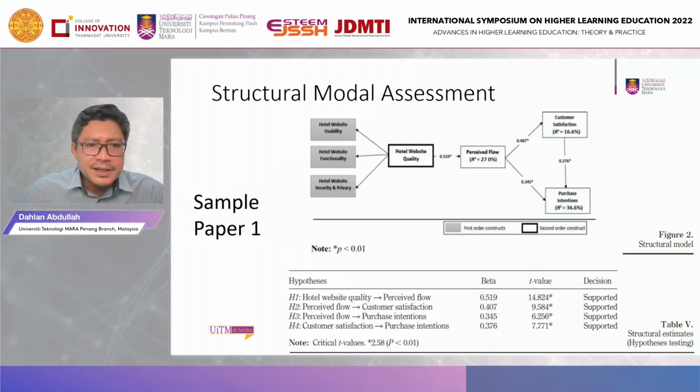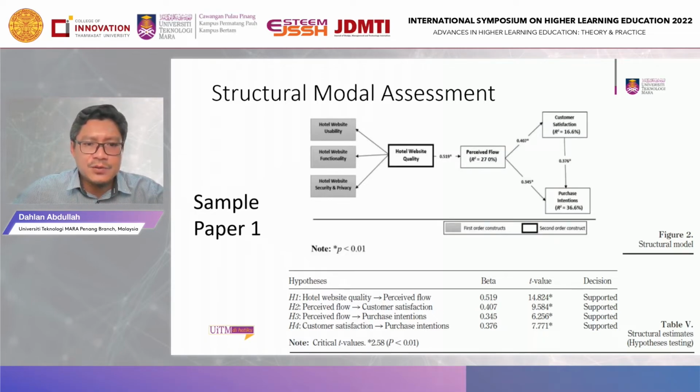So here we can see the relationship between hotel website quality and perceived flow is represented by 0.519, or you can say a 51.9% effect. Then to see whether this effect is significant or not, we can look at the t-value. Some papers present the t-value, some present the p-value. So how do we know? We need to compare the t-value provided here with the threshold value, also known as the critical value, which is 2.58.